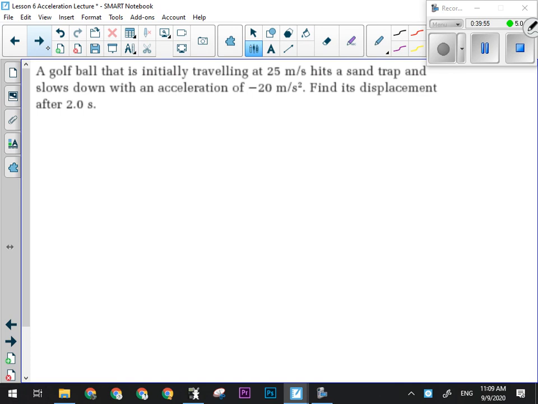So in this one, I have a golf ball that is initially traveling at 25 meters per second. It hits a sand trap and slows down with an acceleration of negative 20 meters per second squared. So this question gives me VI, 25 meters per second. They didn't give me a direction, but I'm going to assume that it's positive because they tell me the acceleration is negative and that it's slowing down. If I'm slowing down, I'm actually accelerating backwards.